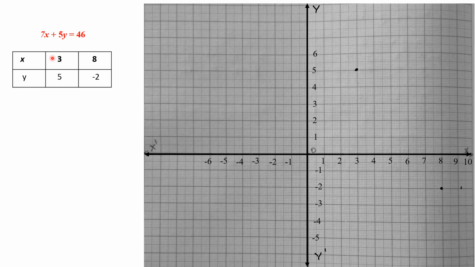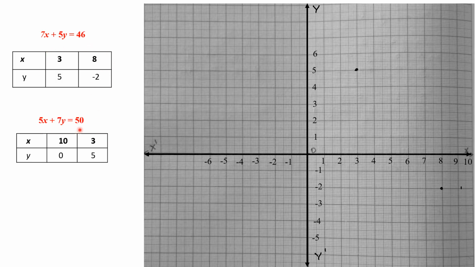Okay, so now let's start plotting the points. My first equation was 7x plus 5y equal to 46, and these were the coordinates. The second was 5x plus 7y equal to 50, and these were the coordinates. Now let's start plotting the points. First is 3 comma 5, so x is 3, y is 5. Second is 8 comma minus 2. Next, join both these points, and the equation is 7x plus 5y equal to 46. For the other equation, the coordinate is 10 comma 0, and one more coordinate is 3 comma 5, which is already here. Now let's join it, and the equation is 5x plus 7y equal to 50.